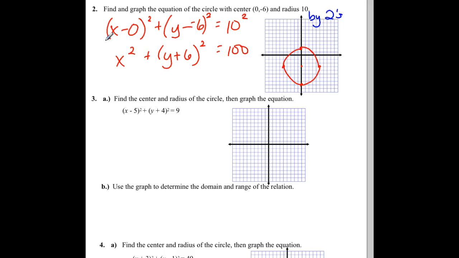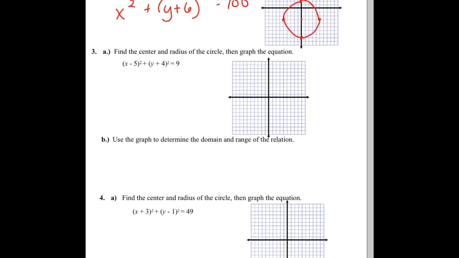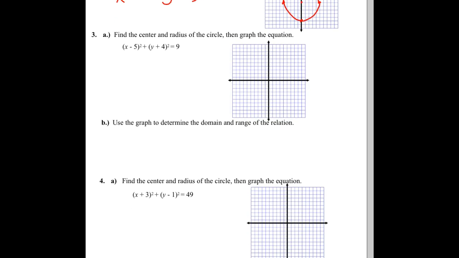All right. Example 3. Find the center and radius of the circle and then graph it based on your equation. So we have (x - 5)² + (y + 4)² = 9. We need to figure out the center and the radius. Let's start with radius. What would radius be? 3, because r squared is 9, so r would have to be a 3.